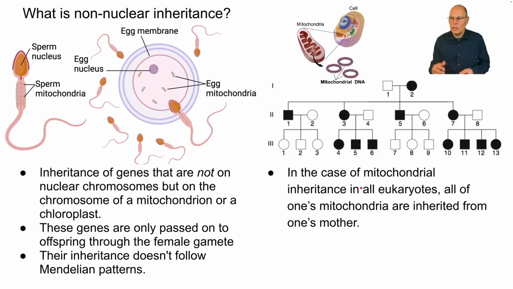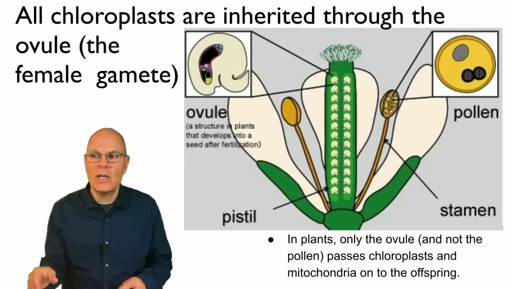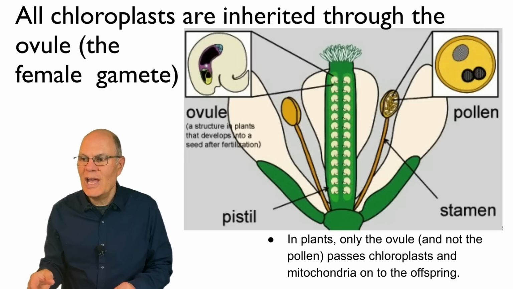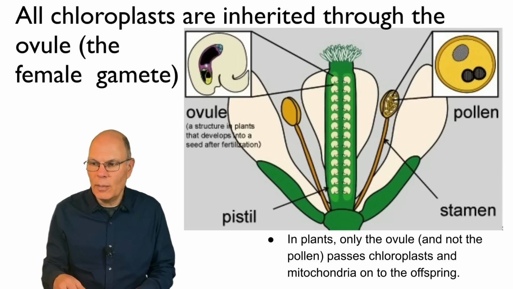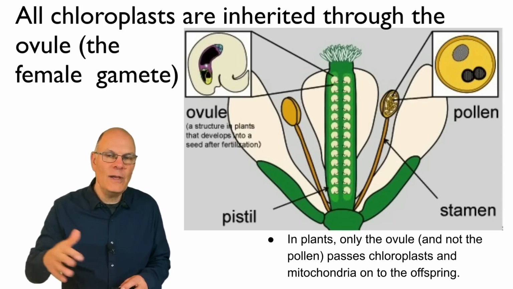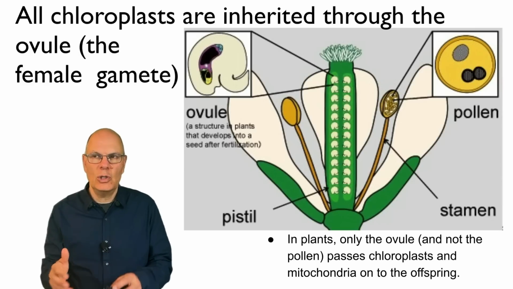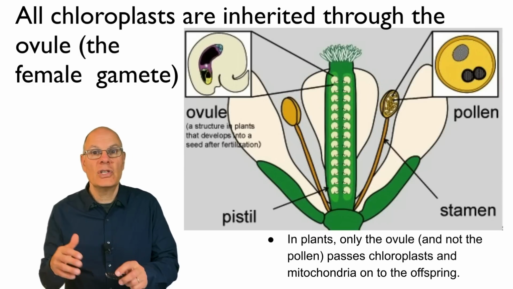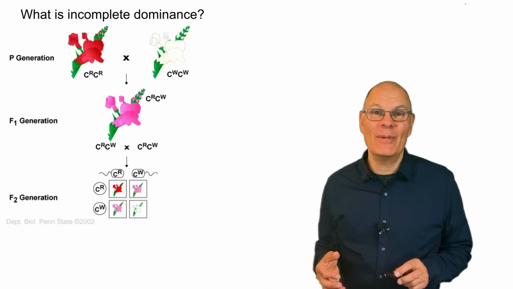In the case of mitochondrial inheritance in eukaryotes, all of one's mitochondria are inherited from one's mother. And in plants, they also have mitochondria, so the same rule applies, but they also have chloroplasts, and only the ovule, not the pollen, passes on chloroplasts and mitochondria to the offspring. So it's the same thing. It's female line inheritance of alleles when it relates to genes that are on an organelle, such as the mitochondria or a chloroplast.